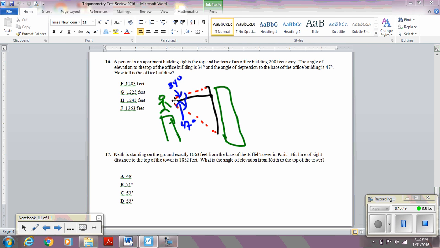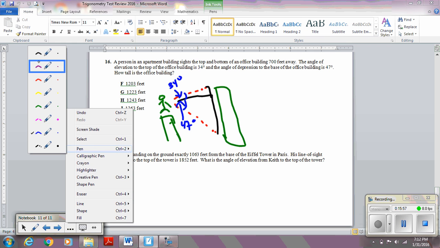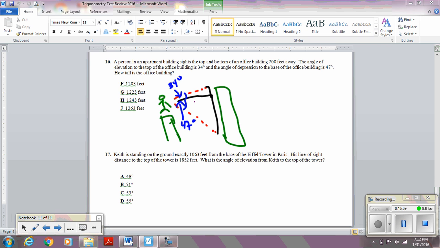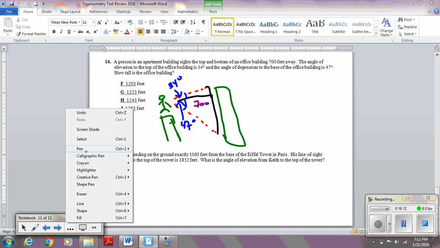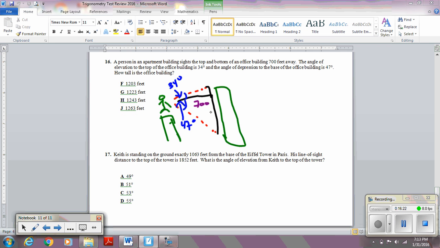We know that the distance between his apartment and the office is 700. So that would be this side of the triangle. We need to know what the opposite side of each angle is in order to answer the question. And we're going to add those two sides together to get our final answer. So I'll call this X in the bigger one and Y in the smaller one.